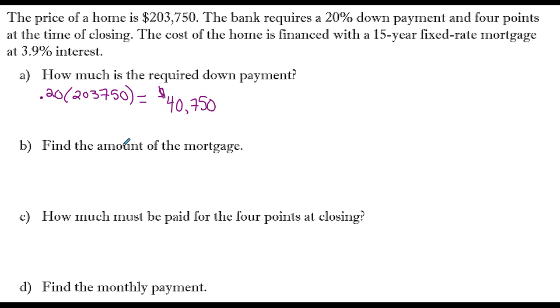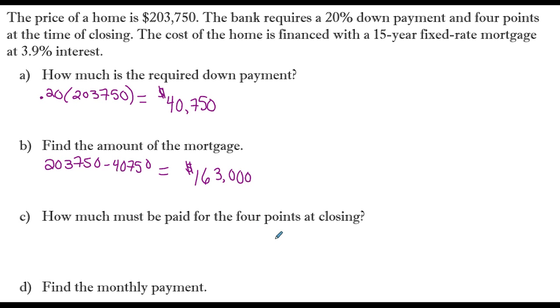So in order for you to take out a mortgage, the bank is requiring you to come up with this amount of money. Calculate the amount of the mortgage. Well, the amount of the mortgage is going to be the price of the home minus what we have to pay up front. So that is 203,750 minus 40,750, which gives us $163,000. So that means of the entire cost of the home, we are only borrowing $163,000.